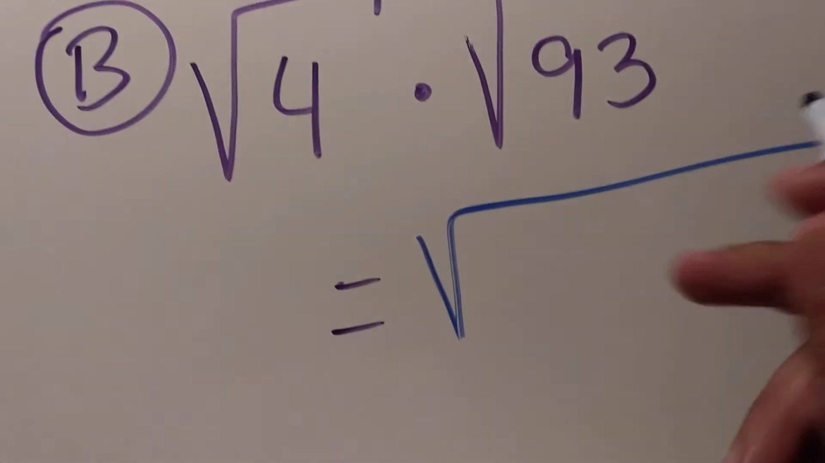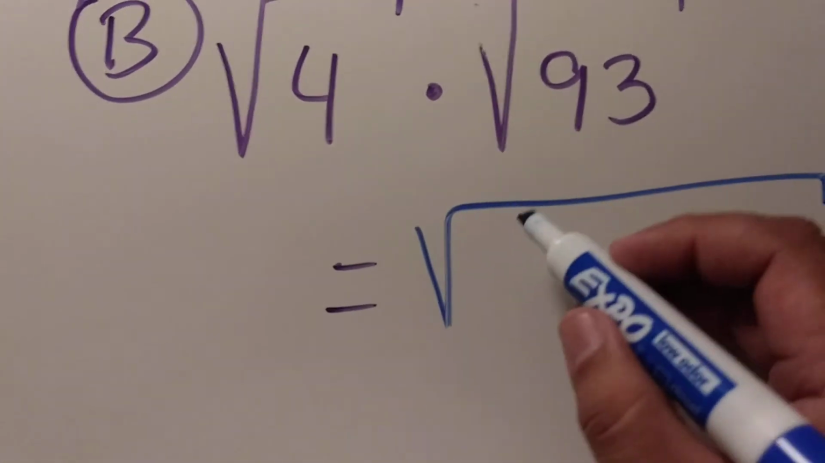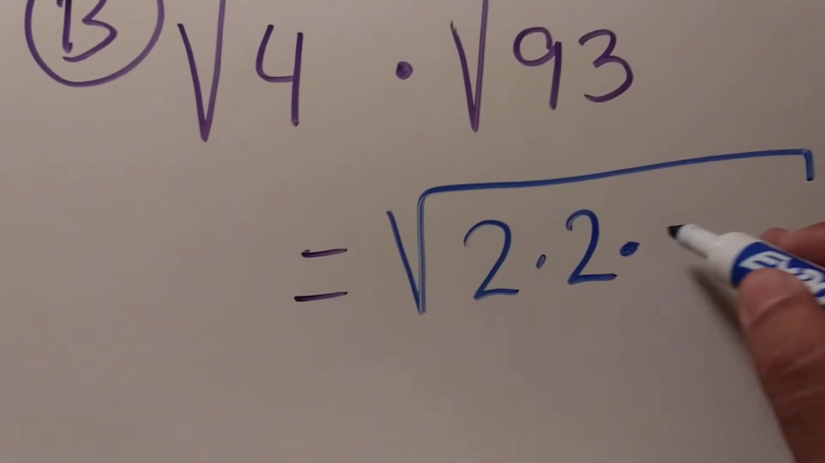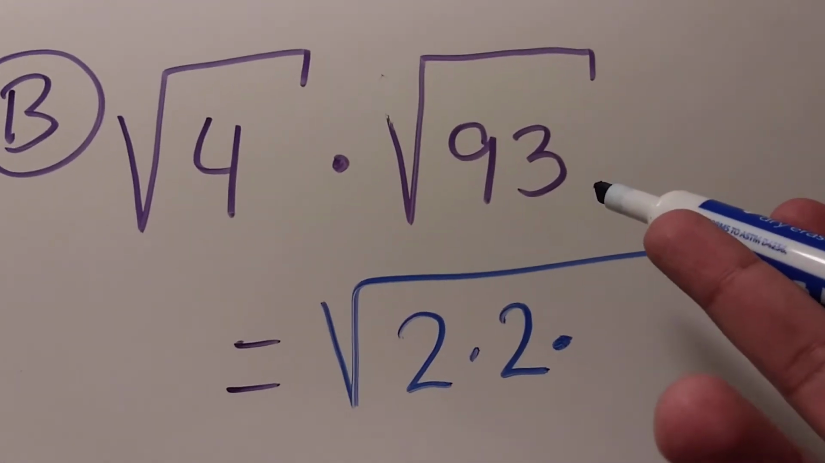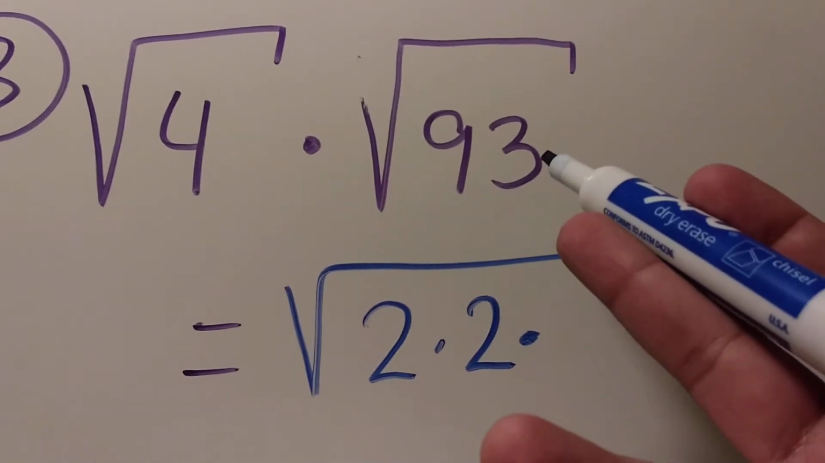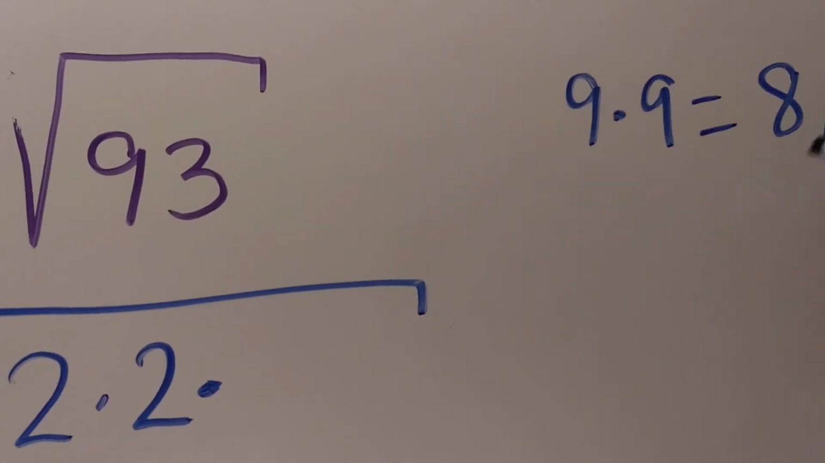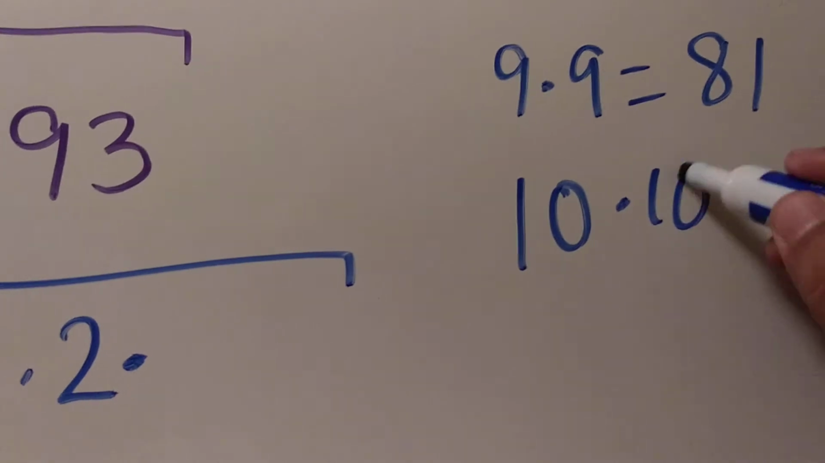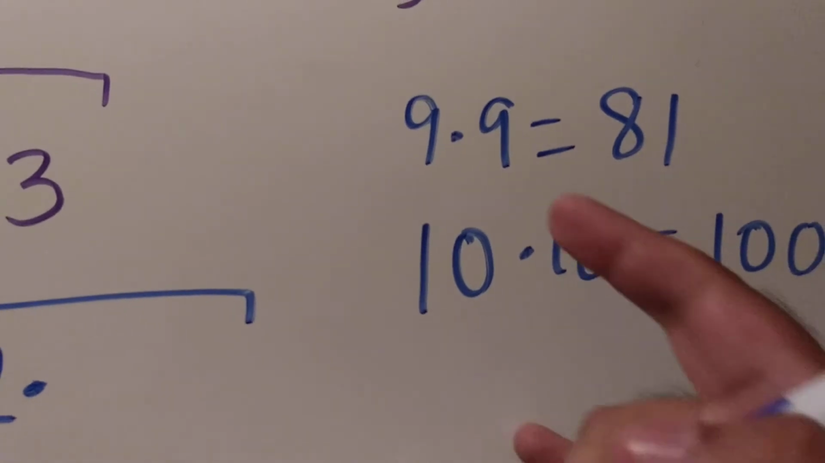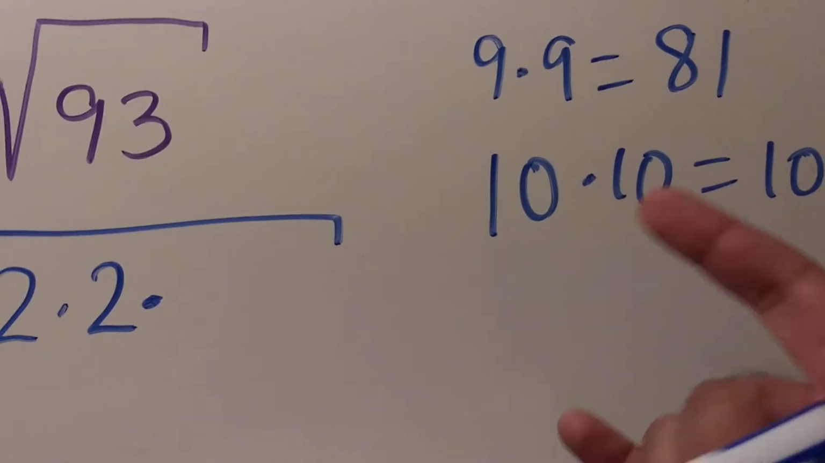Look, we know that we're going to multiply and eventually simplify it, right? So what we can do is break down that 4 into a number that multiplies by itself to give us that number, which is 2 times 2. And then we know that there isn't a number that multiplies by itself evenly to 93. The closest one is 9 times 9, which gives us 81, and the next one is 10 times 10, which gives us 100. So 93 would be between 9 and 10, about 9 point something.